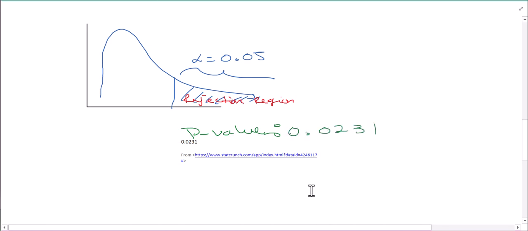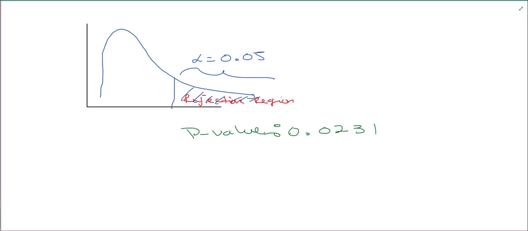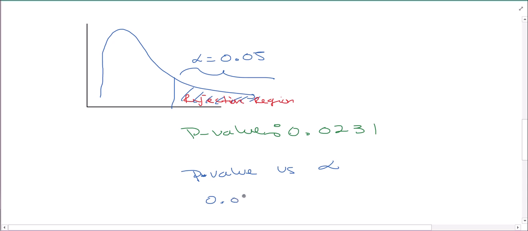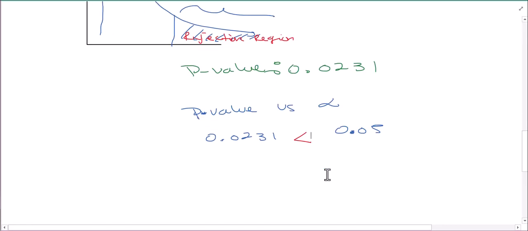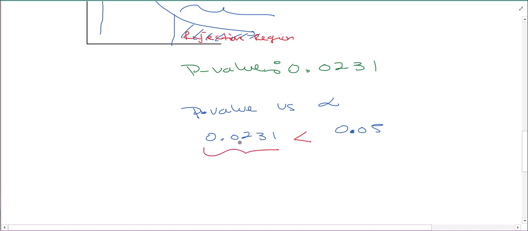So what can you say about this? Do we reject or fail to reject the null? How do we decide? You compare the p-value versus the alpha. 0.0231 compared to 0.05, which one is smaller? The p-value is smaller. So that means the area of 0.02 is smaller than 0.05, so the area is within the rejection region. So then we say we reject the null hypothesis.